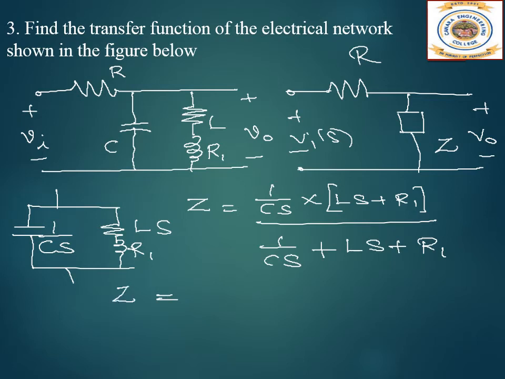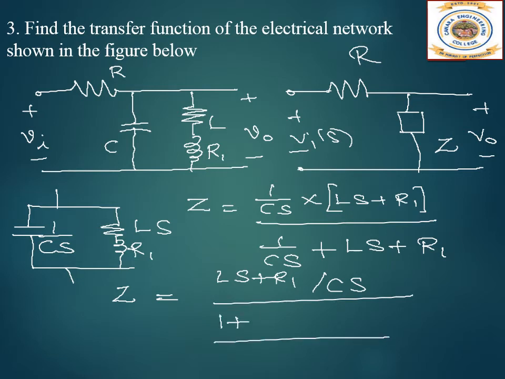I can take this as a common denominator. So this is Ls plus R1 divided by Cs in the numerator. Denominator we get as 1 plus, taking Cs as common, LCs square plus R1 Cs. So you can cancel out Cs and Cs, right? So we get it as R1 plus Ls divided by 1 plus LCs square plus R1 Cs.